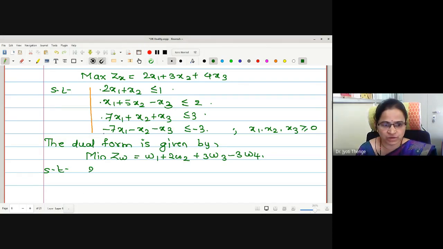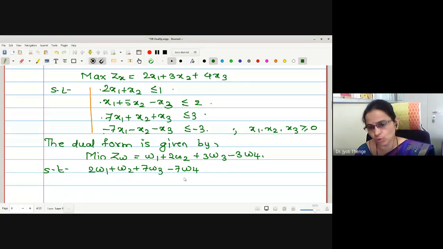Is it okay to everyone? 2W1 plus W2 plus 7W3 minus 7W4. 2, 1, 7, minus 7 is the first column in the coefficient matrix of the primal problem that we are writing as the first row in the dual. This less than or equal inequality now becomes greater than or equal. And what is the right hand side constant? It's 2, the first coefficient.